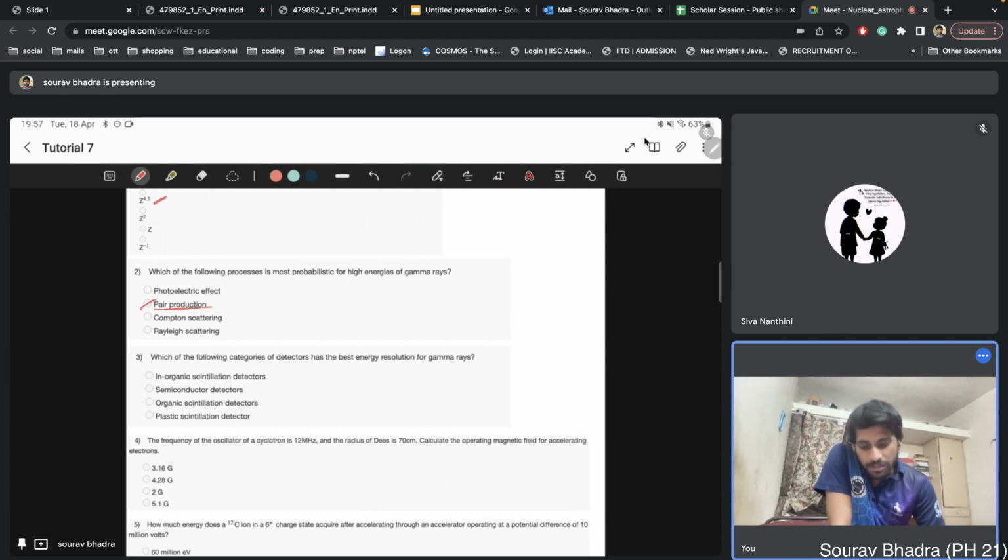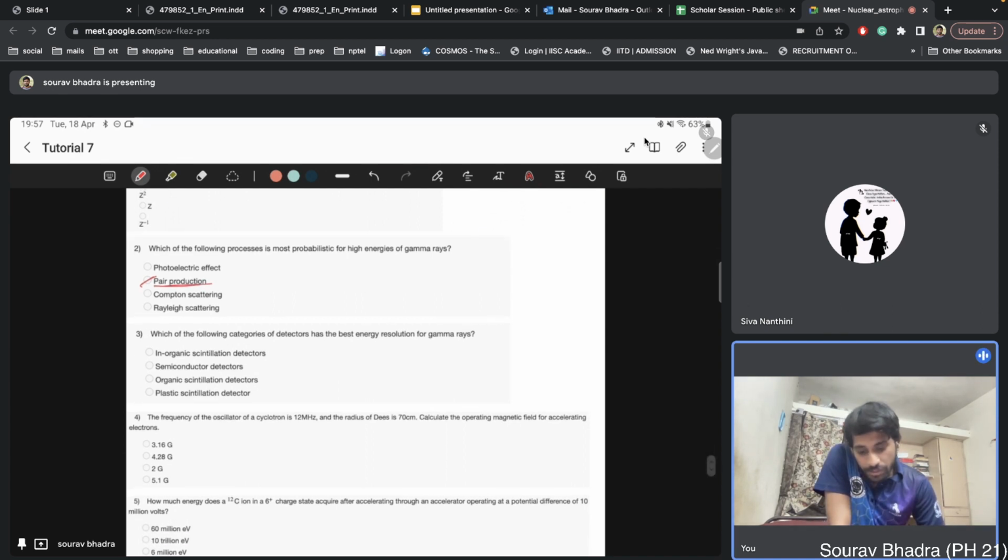The third question asks which category of detectors has the best resolution. I have not done the detector part yet, but I will tell you the answer: this is a semiconductor detector. I will cover it in the next class.